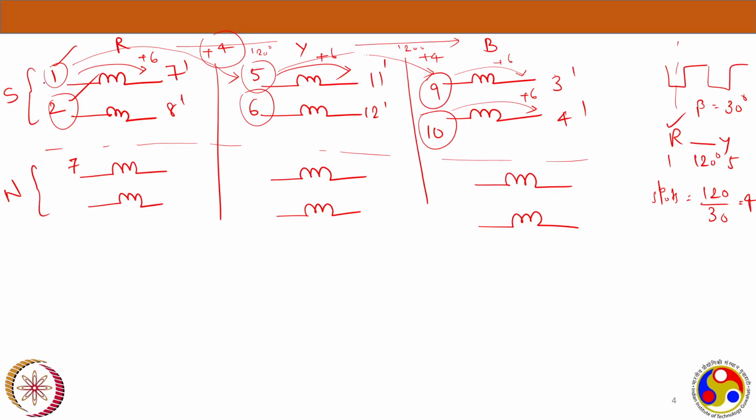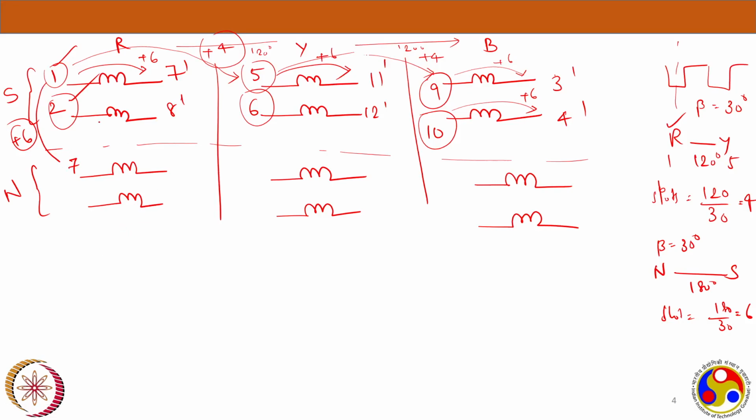Now, if my south is starting at 1, my north should start at plus 6 slots. 6 comes at 180. Now, beta is equal to 30, and from north to south there is a 180 degree phase shift. So if south is starting at 1, the slots will be 180 by 30, that means 6 slots. So between north and south there is a 6 displacement. If it's starting at 1, it's starting at 7.